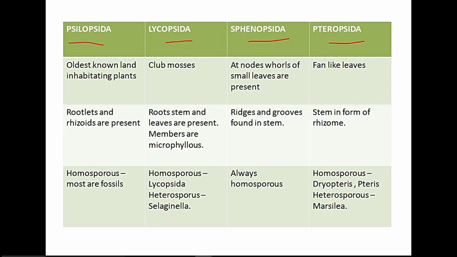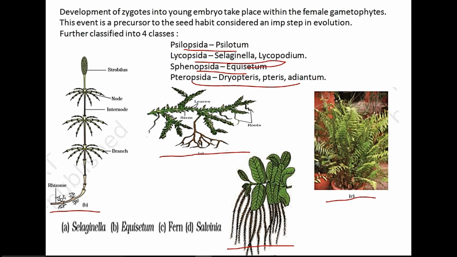The Psilopsida are the oldest known land inhabiting plants, and the Lycopsida are known as the club mosses. In Sphenopsida, small leaves are present at the nodes. What does a node mean? See here, this is a node, and here this is a node, a place where a group of leaves or anything arises is known as a node.